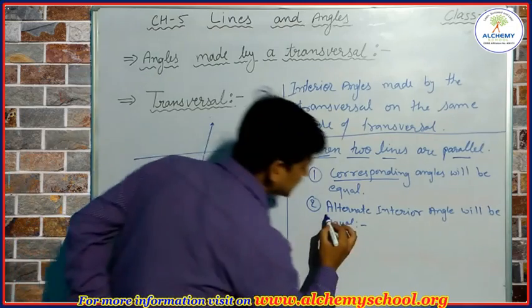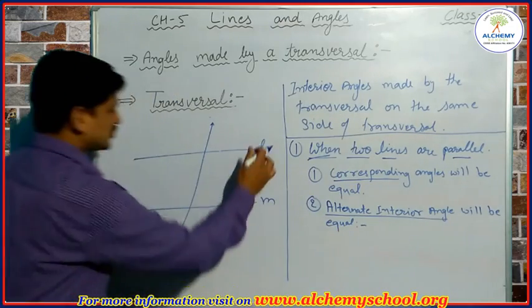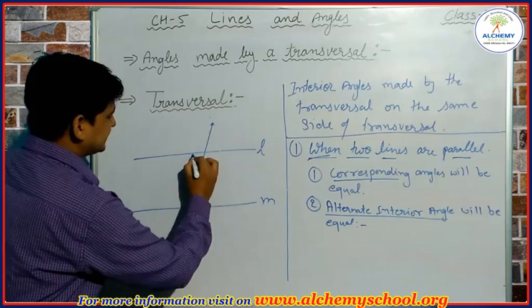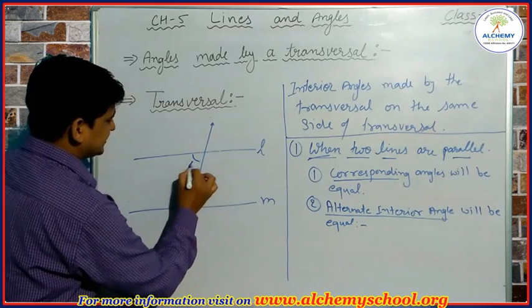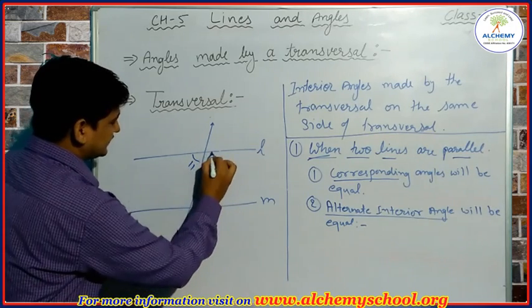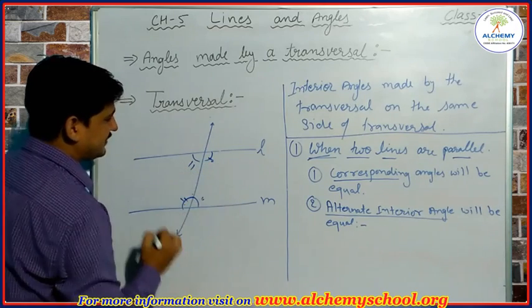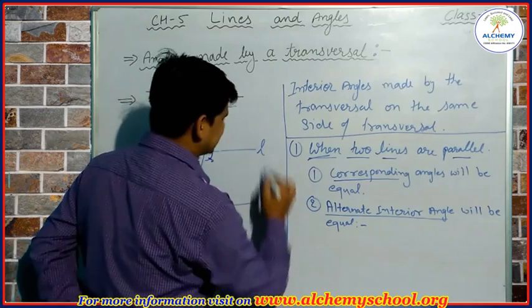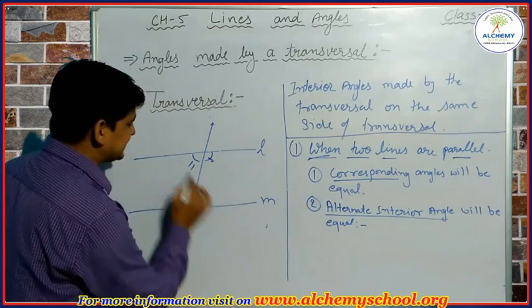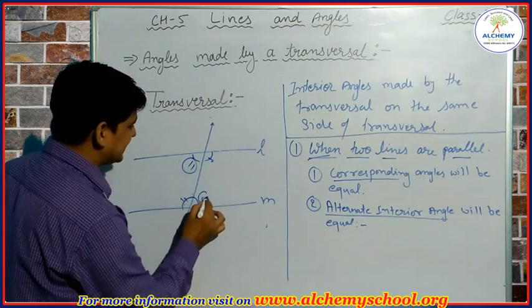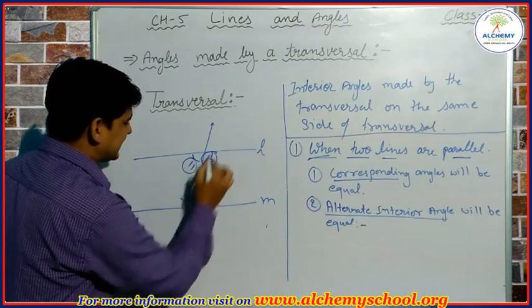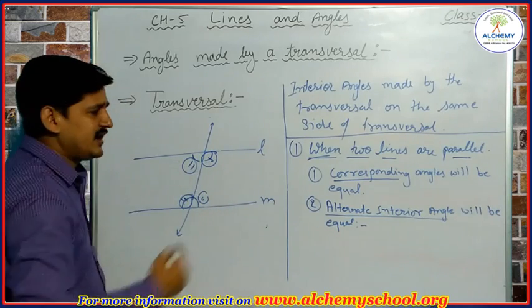We are talking about alternate interior angles. So when these two lines are parallel, this is an alternate interior angle, so these two angles will be equal. This is also an alternate interior angle, so these two angles will be equal. So when two lines are parallel, their alternate interior angles, this angle and this angle will be equal, and this angle and this angle will be equal.